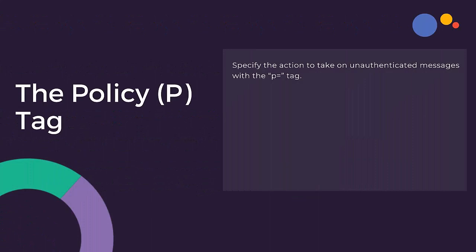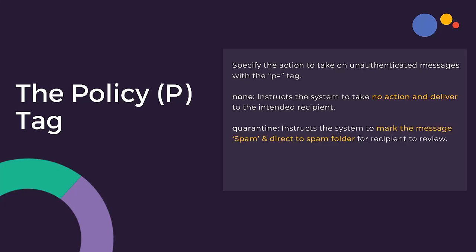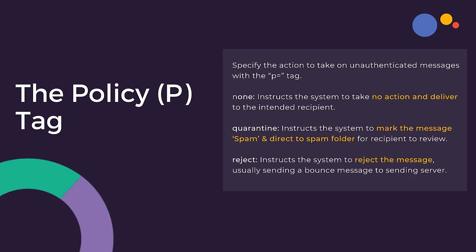There are 3 actions which can be specified by policy tag values. None. This instructs the system to take no action and deliver the message to the intended recipient. Quarantine. This instructs the system to mark the message spam and direct the message to the recipient's spam folder, where the recipient can review and select to mark it as not spam. Reject. This instructs the recipient system to reject the message, usually sending a bounce message to the sending server.